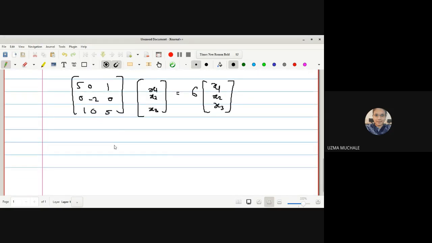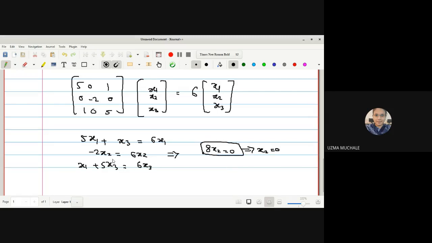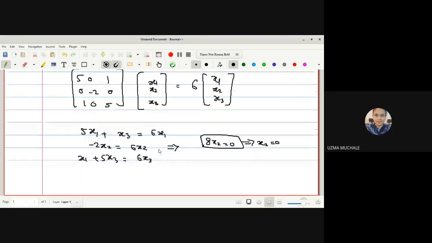Okay. Now we have to solve these equations. What will be the resultant? 5x1 plus x3 is equal to 6x1. This is the first equation. Minus 2x2 is equal to 6x2. The third equation, by equating the matrices, is x1 plus 5x3 is equal to 6x3. Now if you observe the second equation, what we get is 8x2 is equal to 0. Since 8 is non-zero, by consideration of this equation, we can say x2 is equal to 0. Okay. Now the remaining equations we have to solve.